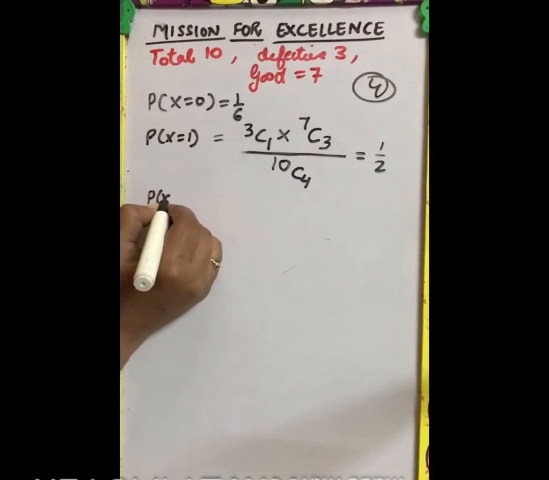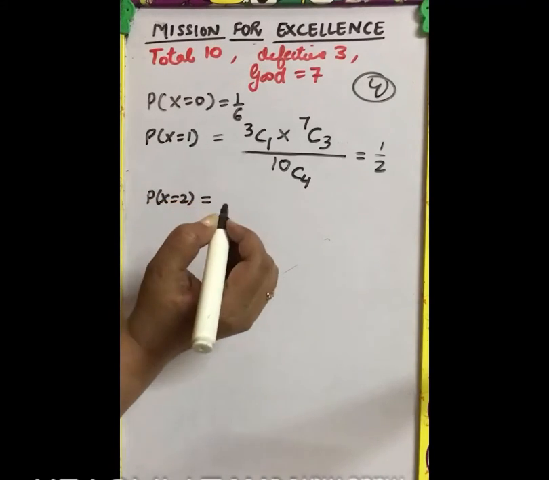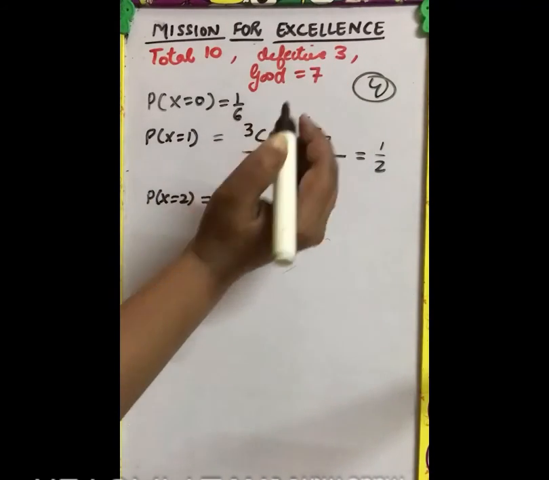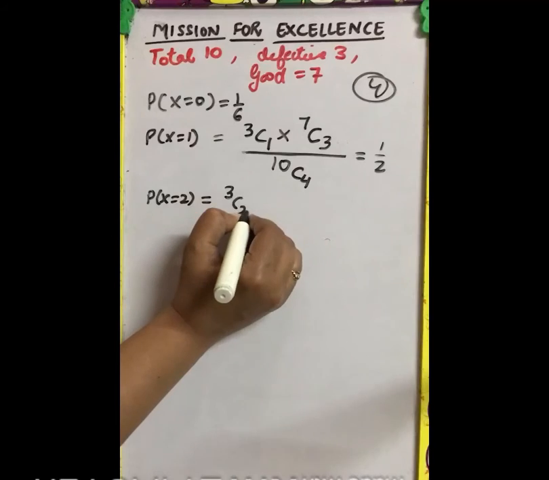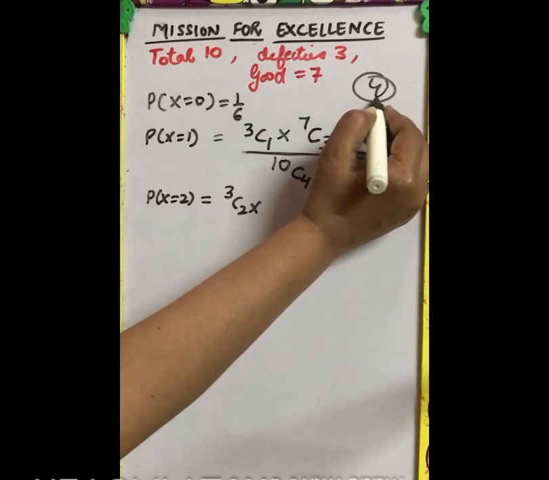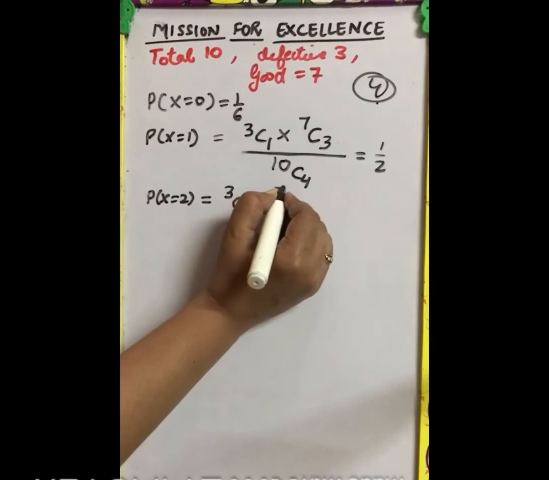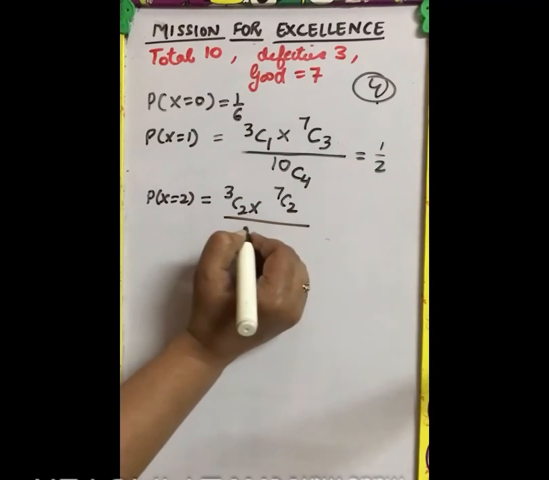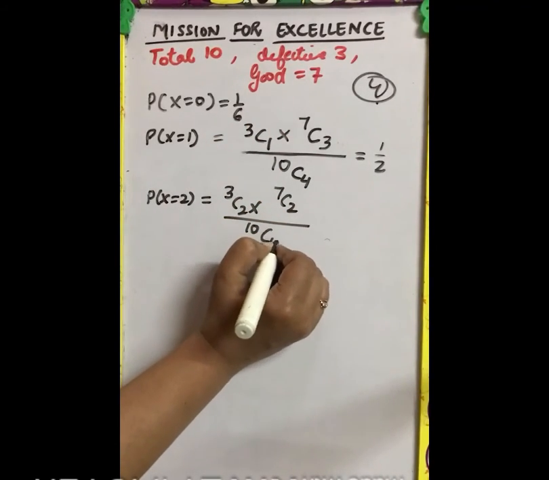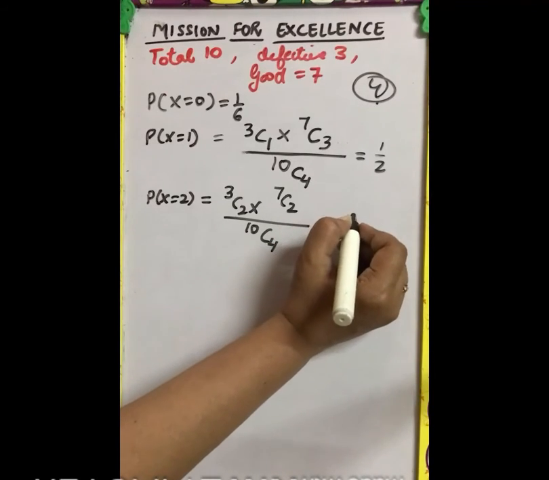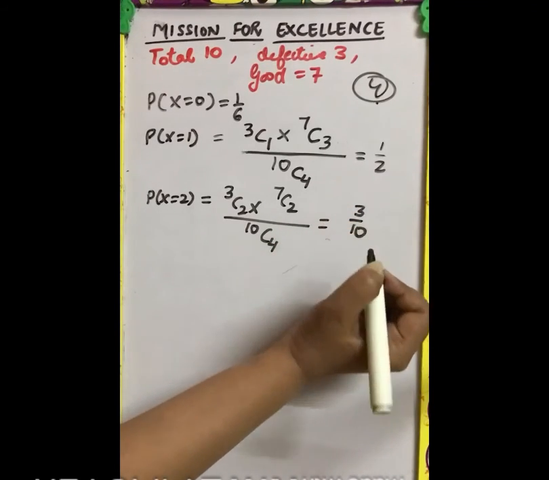Similarly, we can take probability for x equal to 2 defective out of these 3, so 3C2, and the remaining out of these 4, 2 are defective, so 2 are good. So out of this 7 we take 2 good items, and the total we have to take 4 out of 10. So it comes out to be 3 by 10.